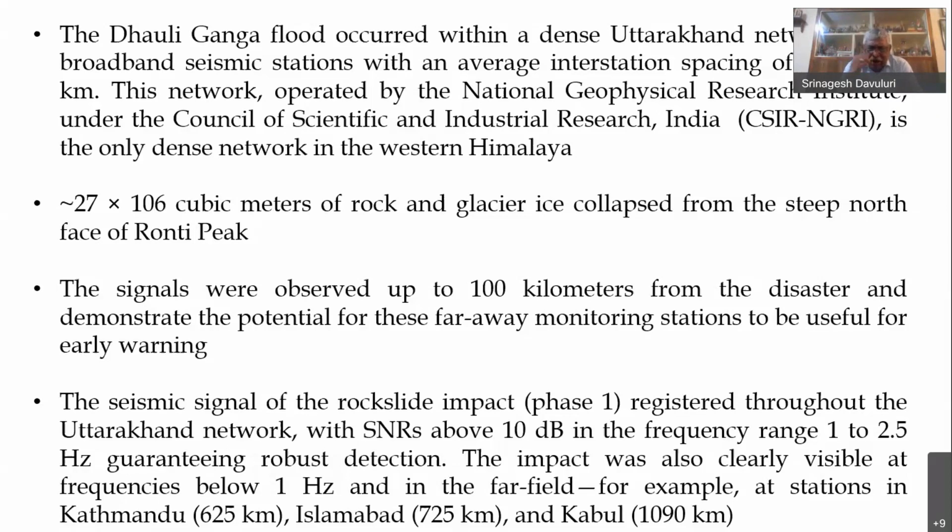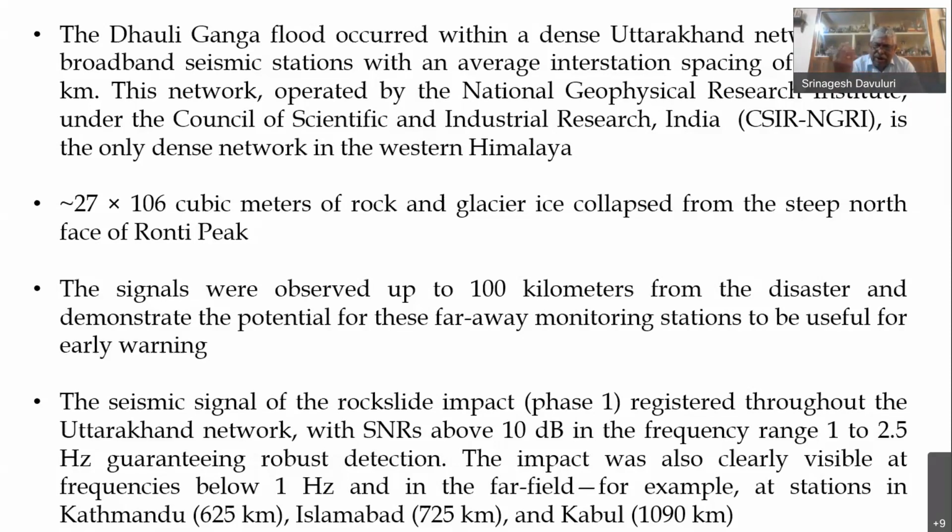The seismic signal of the rock slide impact, phase 1, registered throughout the Uttarakhand network, that means both in the Kumaon Himalayas and Garhwal Himalayas. Actually, this event happened in the Garhwal Himalayas, with a signal-to-noise ratio of about 10 dB in the frequency range of 1 to 2.5 hertz. This is a range where these seismometers have their natural frequency of recording. Hence, they provided robust detection in picking up the signal.